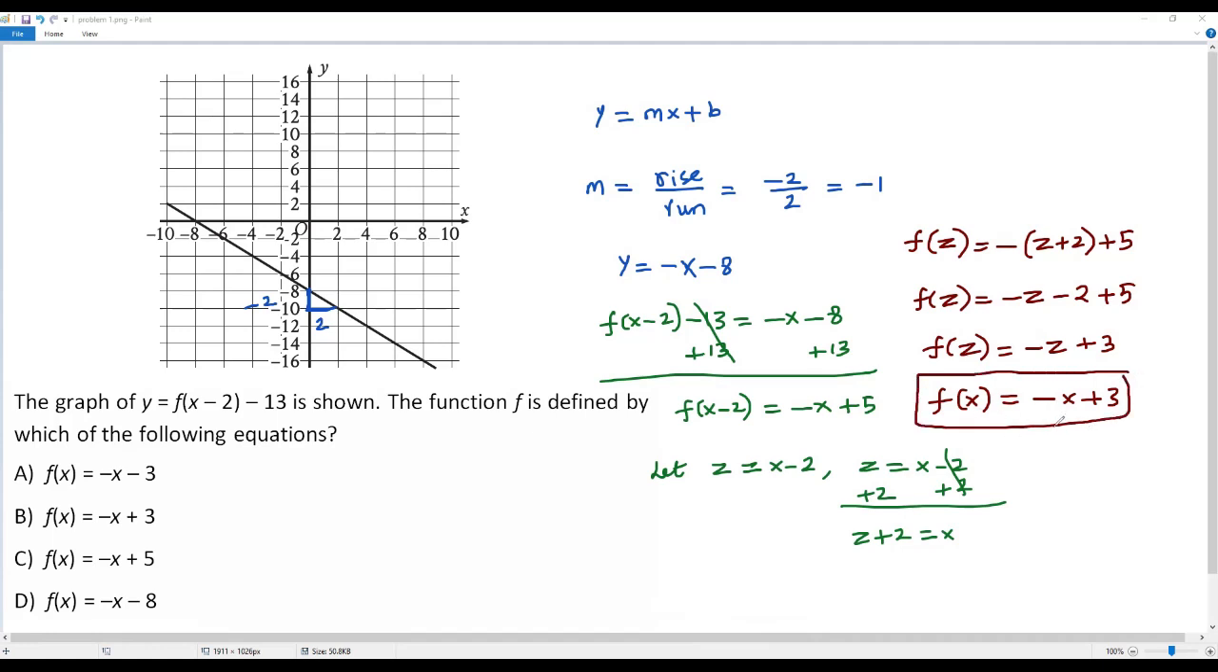I find this function f(x) exactly in answer choice B. The correct answer choice for this question is B.